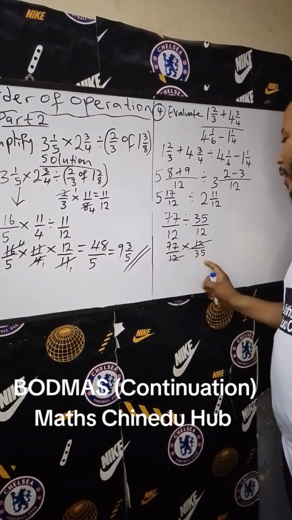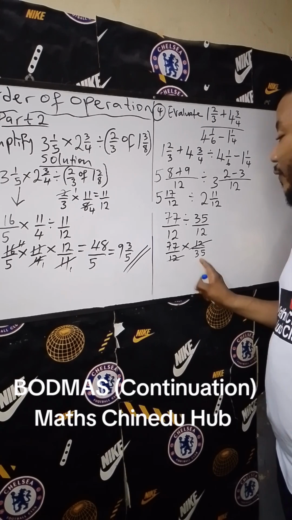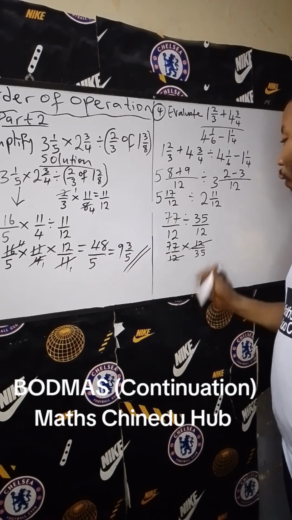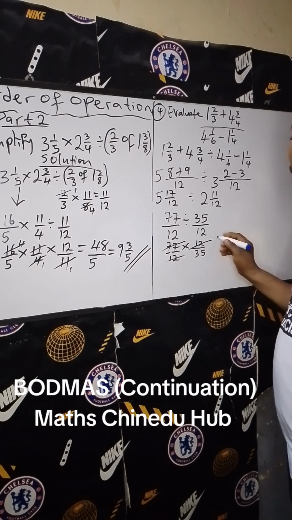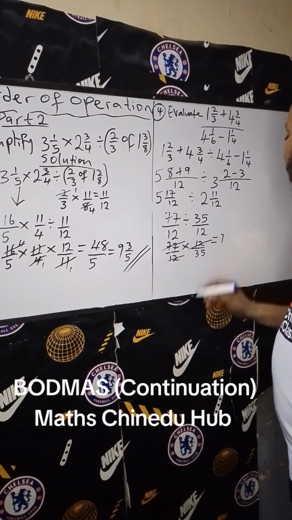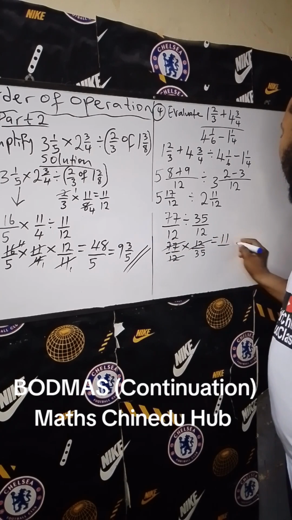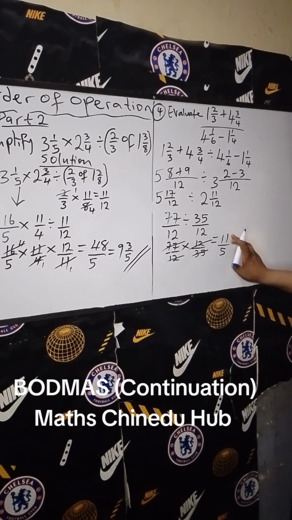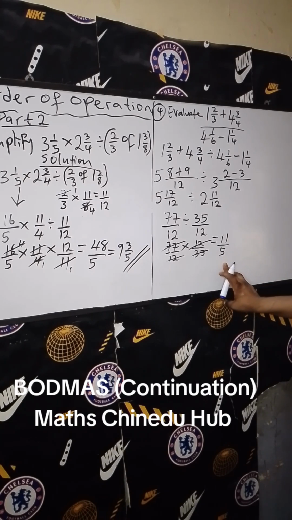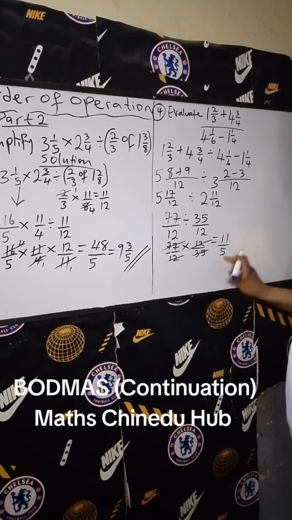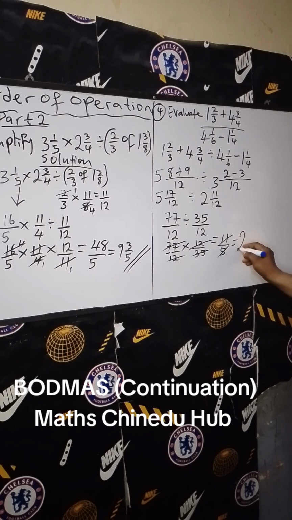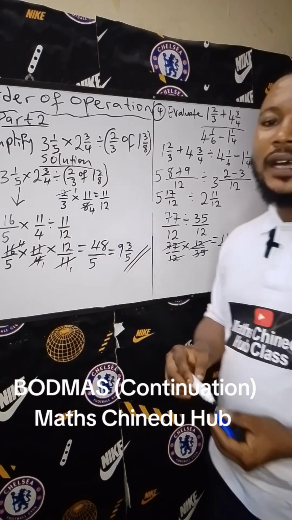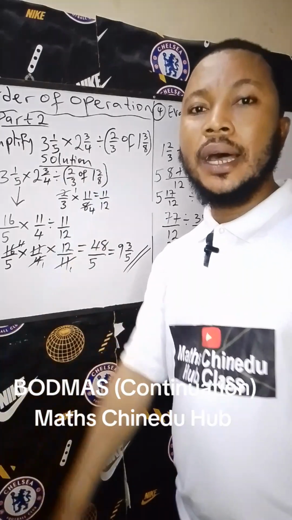So look at this. What can go in here? What can divide here? 7 can divide. 7 can divide 77 and divide 35. So 7 into 77 is giving us 11, that is 7 times 11. Okay, and 7 into 35 is giving us what? 5. So we are left with 11 all over 5. So we can change this also to mixed fraction. 11 divided by 5 is giving us what? 2 whole number, 1 all over 5. So this becomes the answer to question number 4.